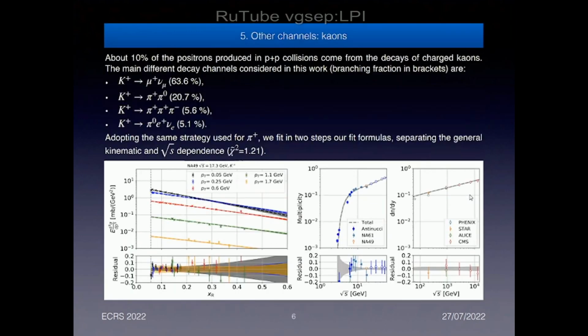Then we have to consider also all the other channels. In particular, we have kaons that can contribute at the 10% level of the total cross-section. And basically for kaons, we reproduce exactly the same analysis that we have done for pions, finding really similar results, also for the uncertainties. And then we considered all these decay channels that are listed here that can actually produce a positron in the final state.